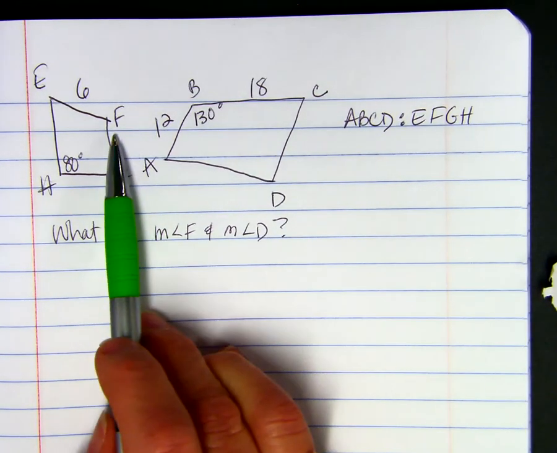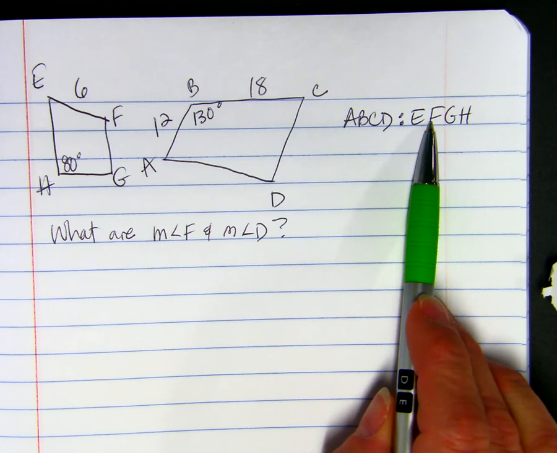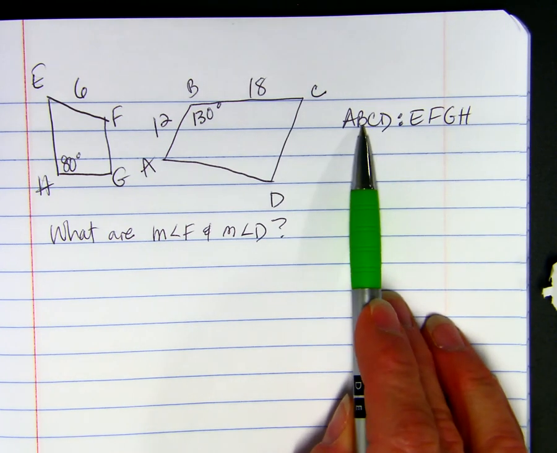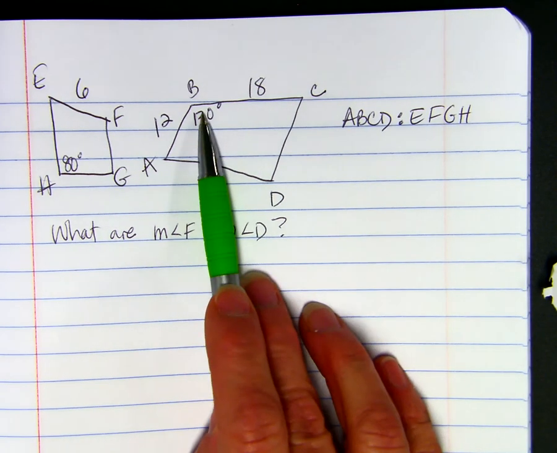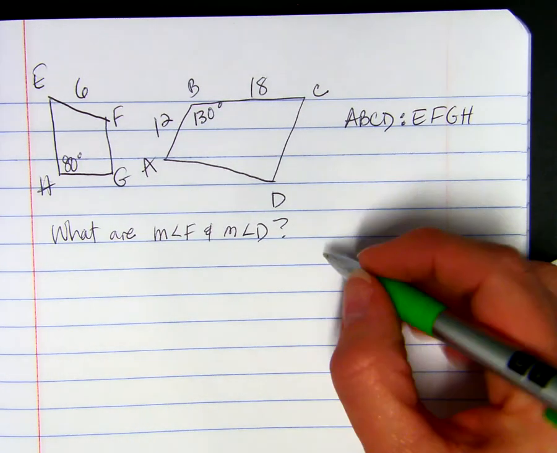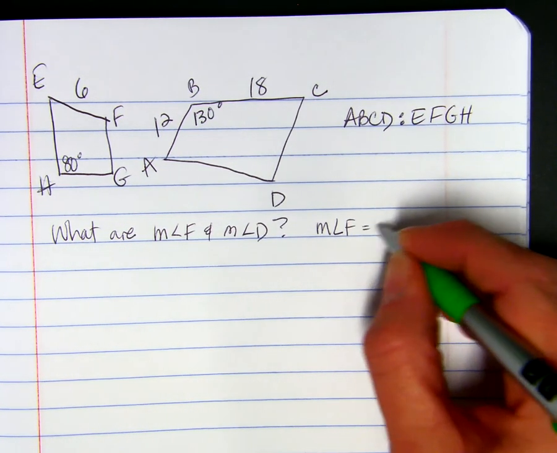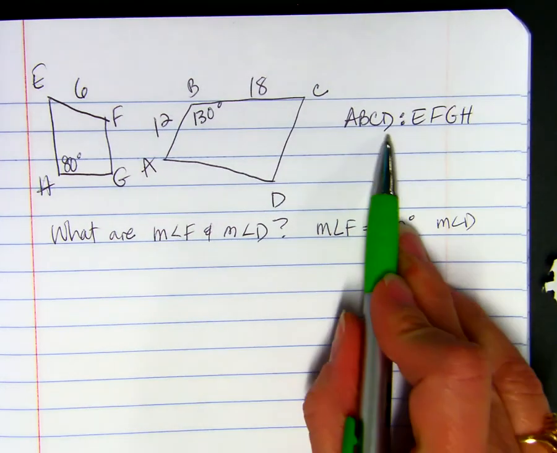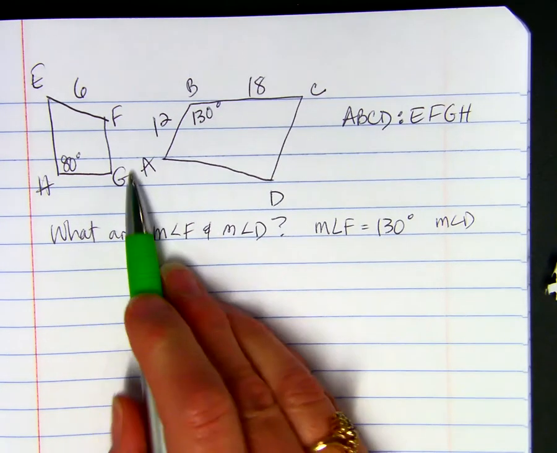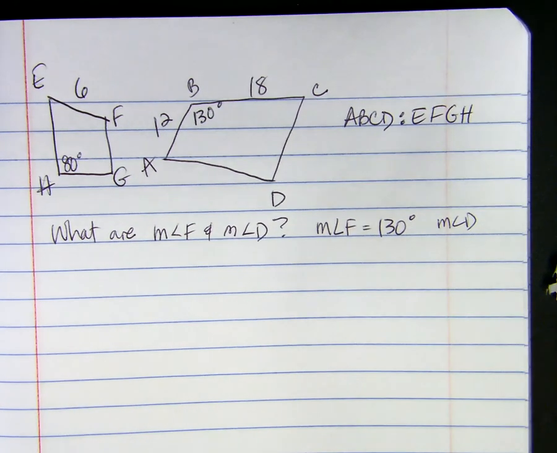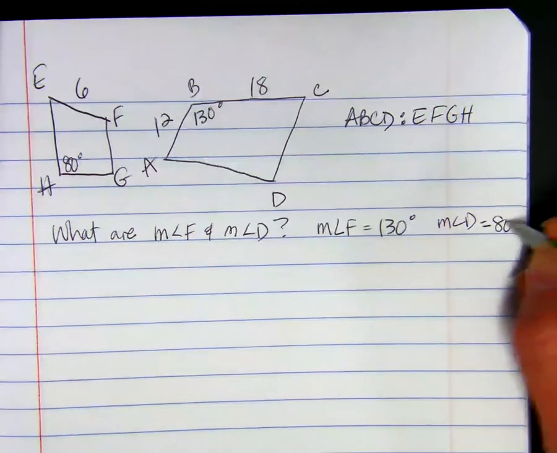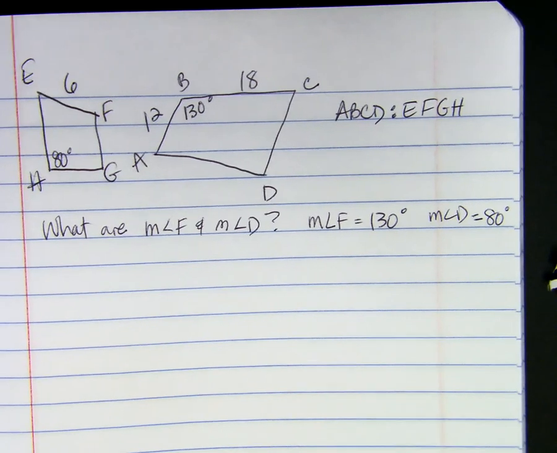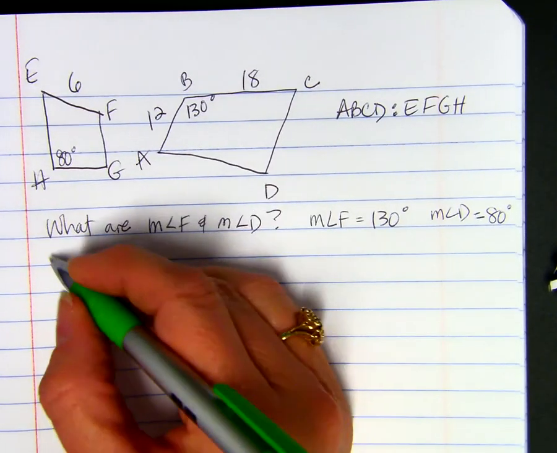If you look at the measure of angle F, it's the second letter, so it corresponds to angle B, and because they're similar, the angles will be the same. So the measure of angle F is 130 degrees, and the measure of angle D, which is the last letter, corresponds to H, which is 80 degrees. So the measure of angle D would be 80 degrees. And then what is the length of GF?